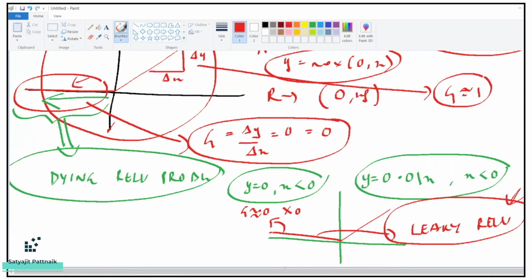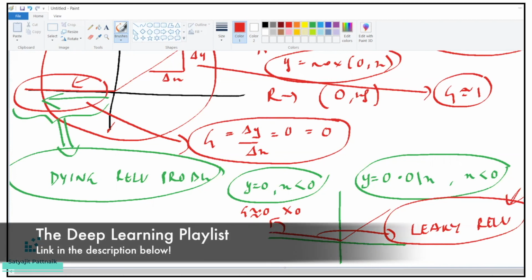So that's it from my side. That's all about activation functions in brief. Next class, we'll talk about ANN, and then we'll talk about CNN in depth. And there are a lot of topics to cover in this particular playlist.